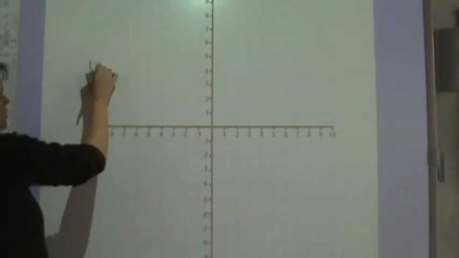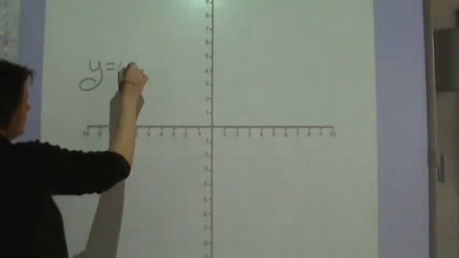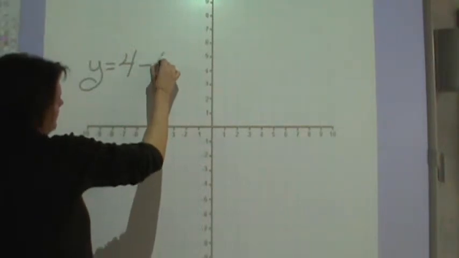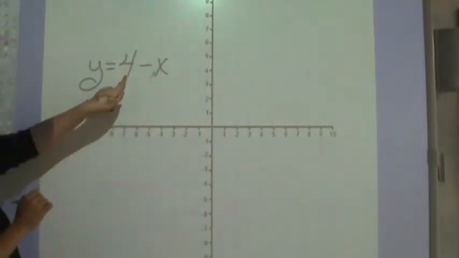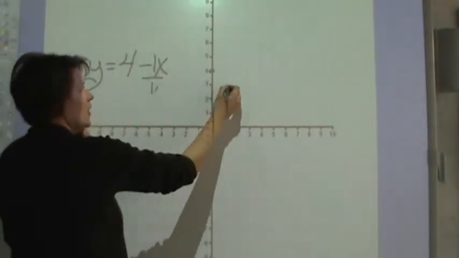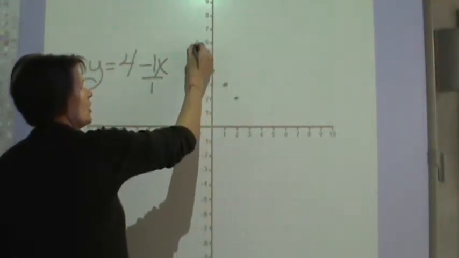Let's switch it around. Let's go with 4 minus x. So I'd start at 4. And remember, this would be like down 1 over 1, or up 1, back 1.